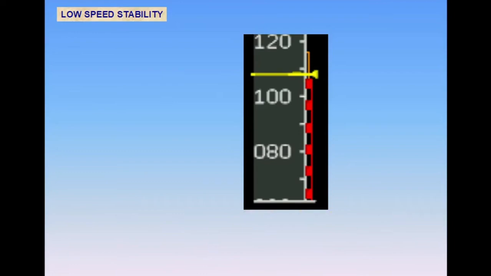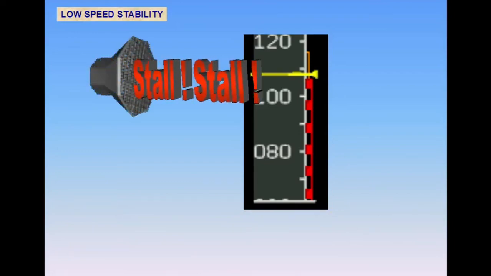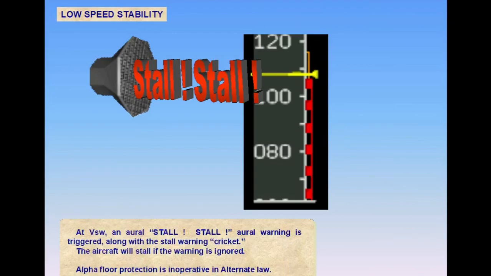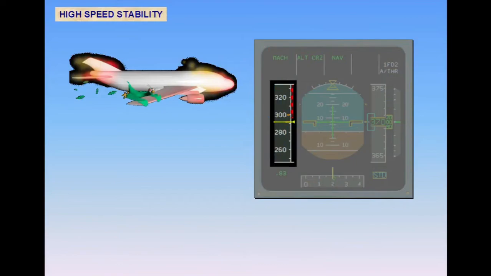At VSW, an aural stall warning is triggered, along with the stall warning cricket. The aircraft will stall if the warning is ignored. Alpha floor protection is inoperative in alternate yaw. In alternate yaw, high-speed protection is lost.